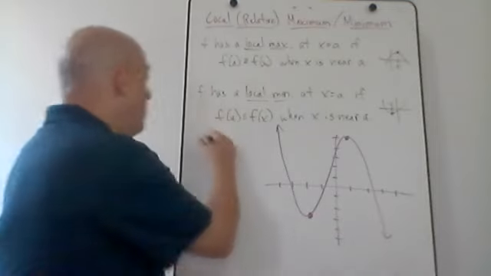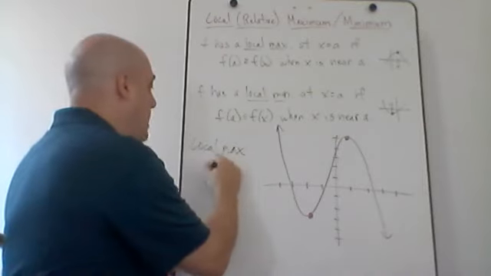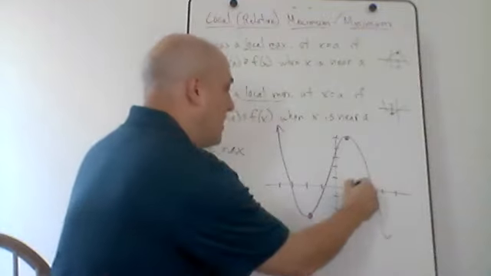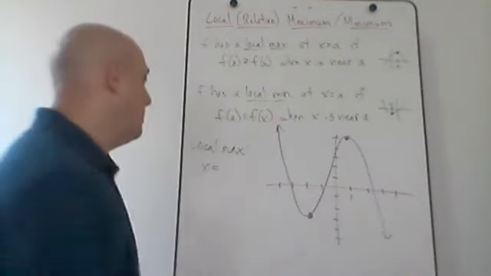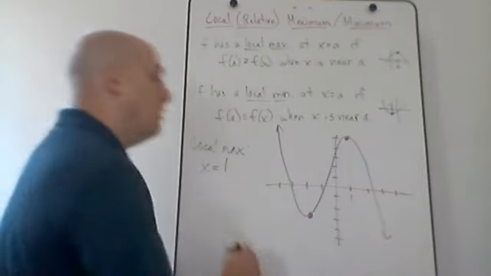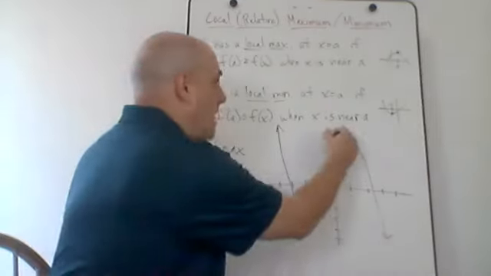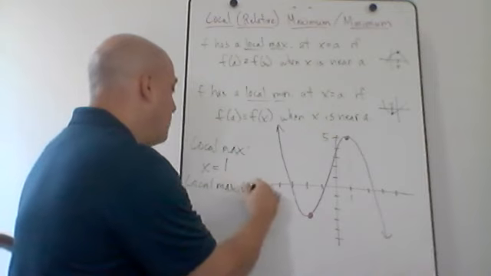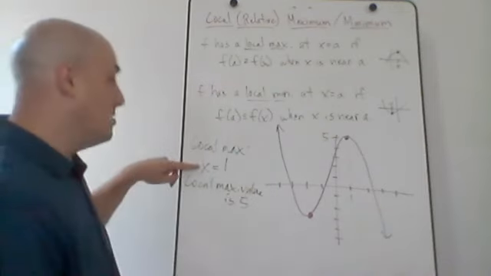So the local maximum point is at x equals 1. I didn't label any of these points here, I probably should have. But at x equals 1, that's when that graph reaches that highest point in that neighborhood. So the local maximum point is at x equals 1. The local maximum value would be y equals 5. So the local maximum value is 5, and the local maximum occurs when x equals 1.